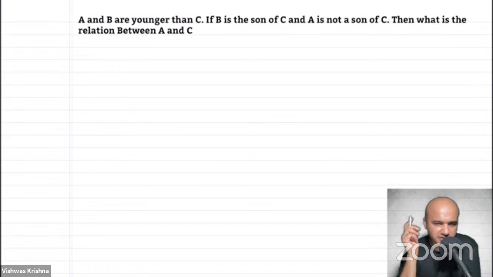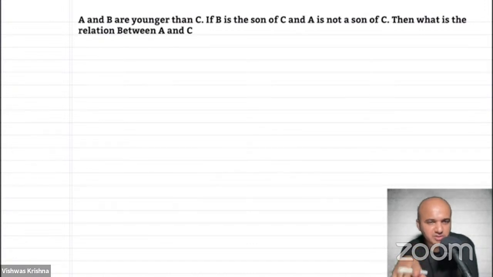A and B are younger than C. Okay, if B is the son of C and A is not the son of C, then what is the relationship between A and C? Okay, fine. So now I have to ask if there were any choices given for this question. Without choices, the answer will be slightly different. I will proceed without any choices. Okay, then we'll see.